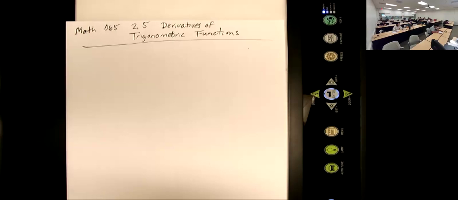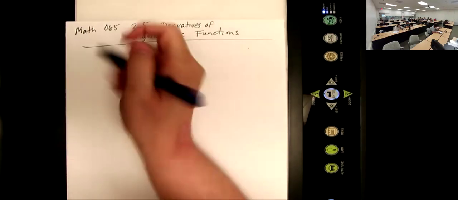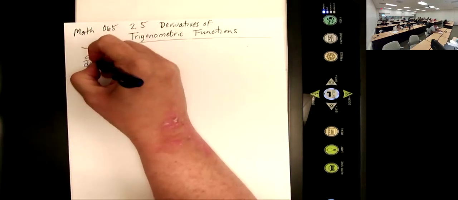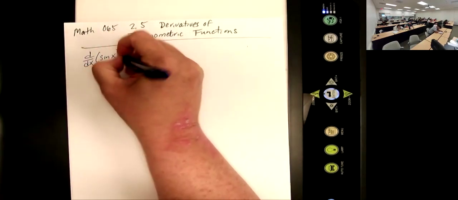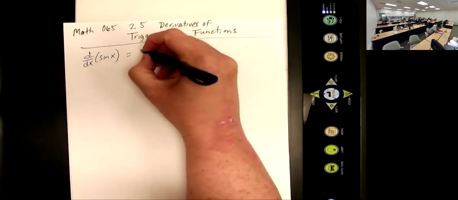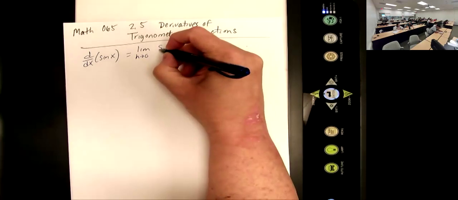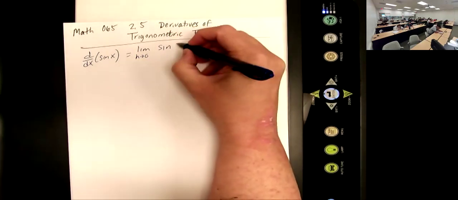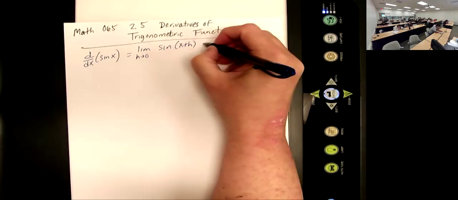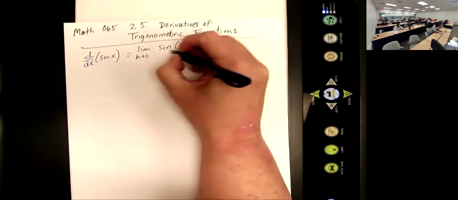So, to do it, we're gonna go back to limit laws, just to show where they come from. Once you know the answer from the limit laws, you don't need to do the limit laws anymore for this. We're gonna start with taking the derivative of sine x. This is the limit as h goes to 0 of sine of x plus h minus sine of x, all over h.